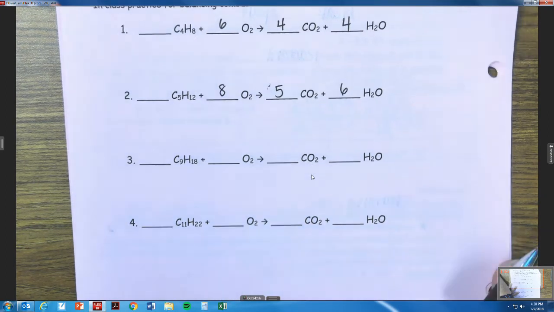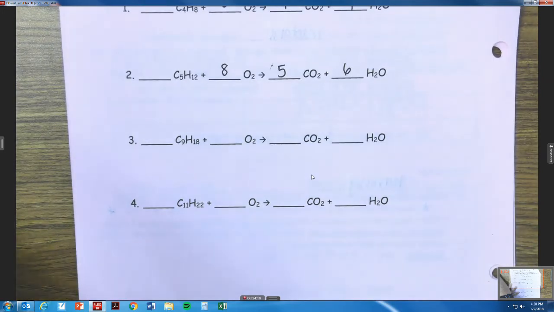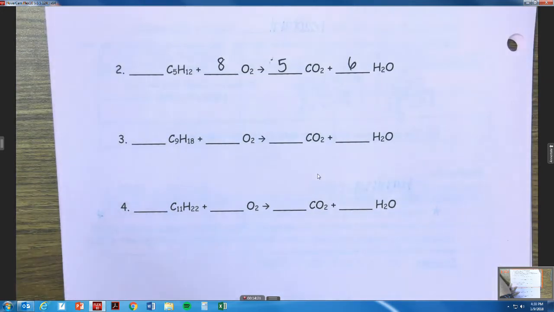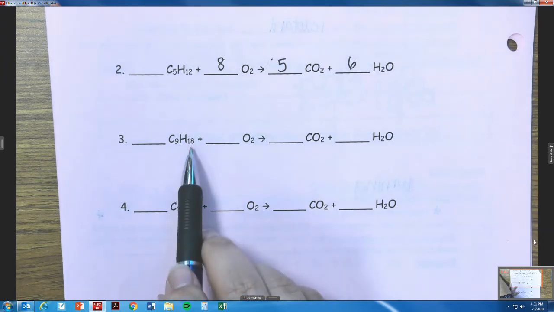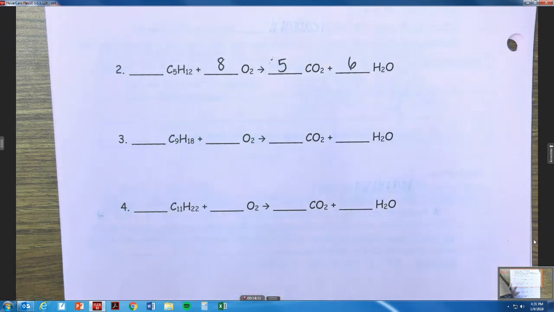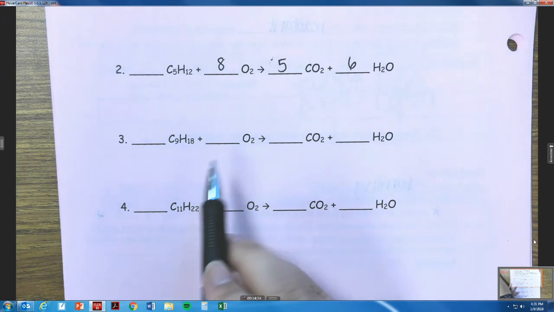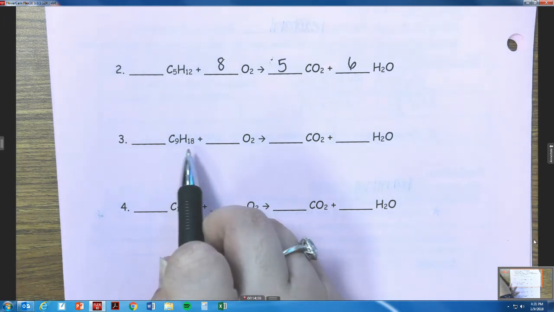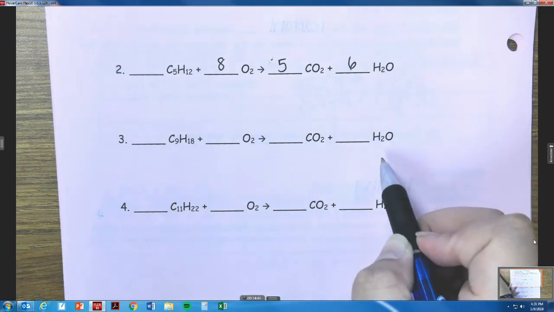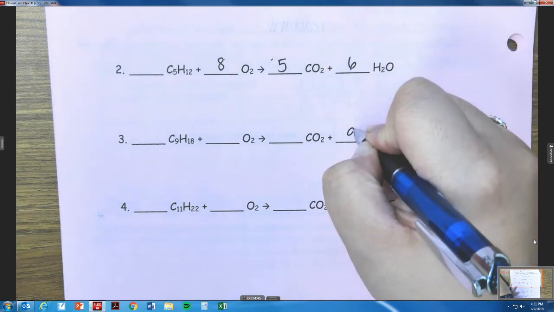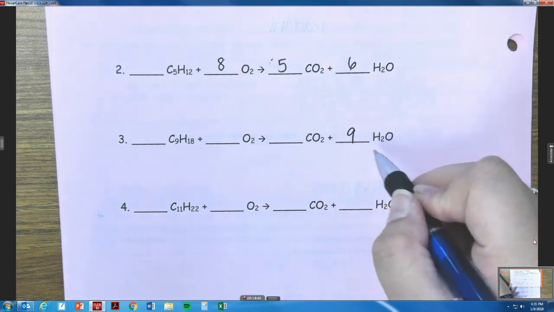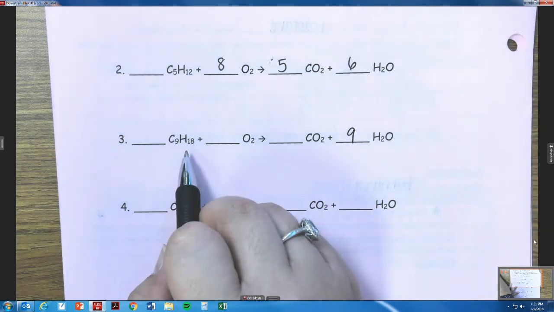Okay, so number 3. Let's do number 3. So this is where our numbers are going to start to get crazy, because look how big our numbers are. We have 18 and 22, but we'll get to number 4 in a second. Okay, so number 3. We have 18 hydrogens on our reactant side and only 2 on our product side. So for it to be balanced, we're going to have to multiply this by 9 to equal 18.